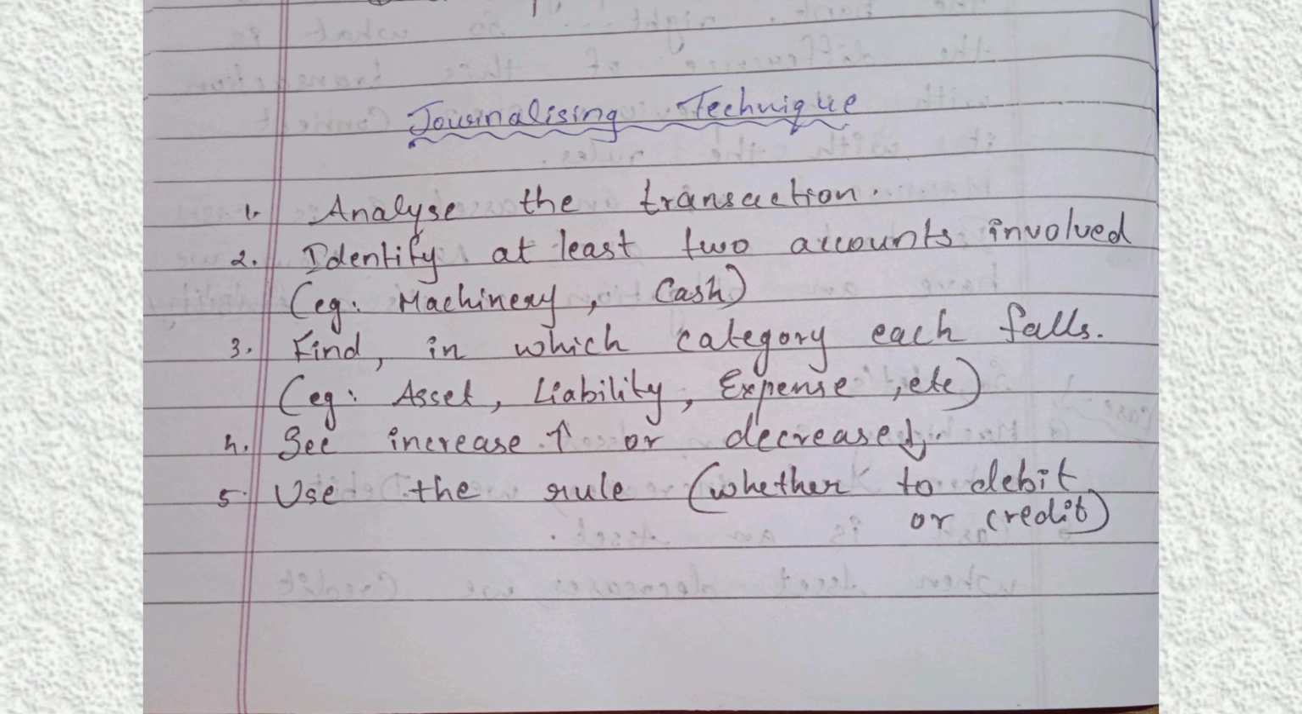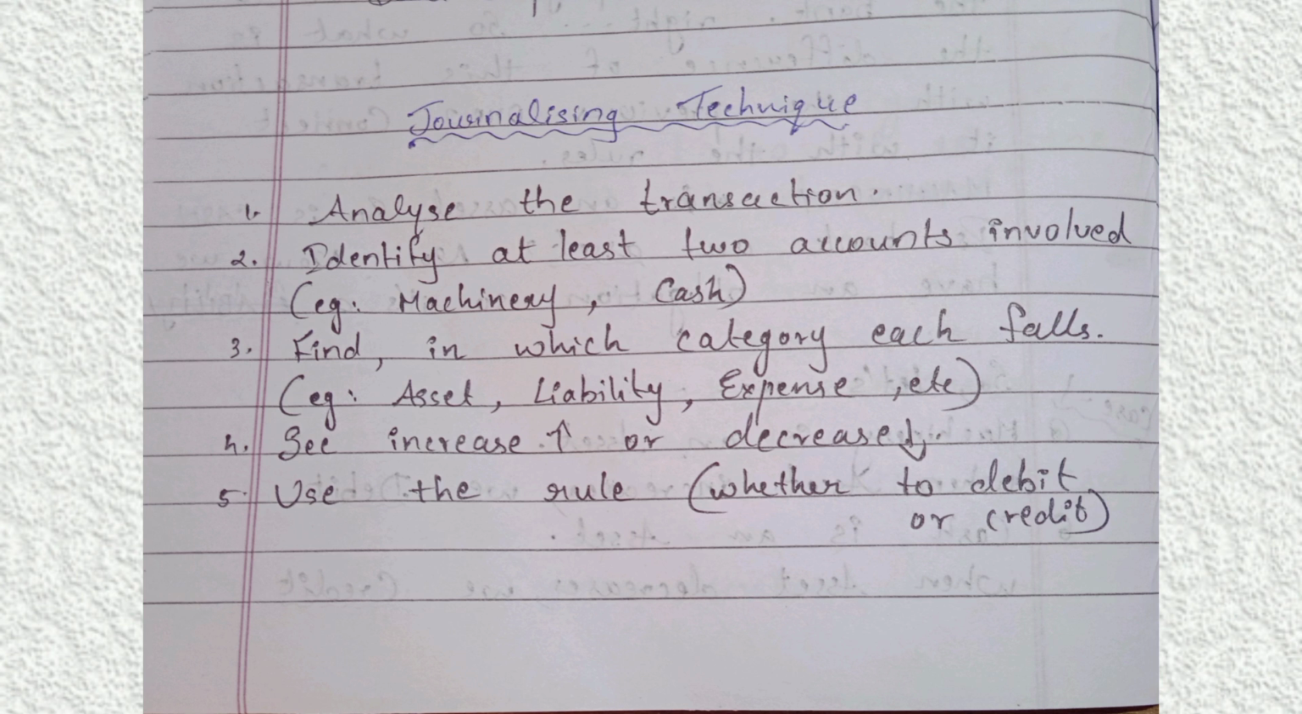First, analyze the transaction. When you get a transaction, analyze what is happening in it. Then identify at least two accounts involved. Again, take the example of machinery bought for rupees 1 lakh. Which are the two accounts? Machinery and cash. Third, find in which category each falls. We have learned the terms, and these are the categories. Here machinery comes under asset, and cash comes under asset.